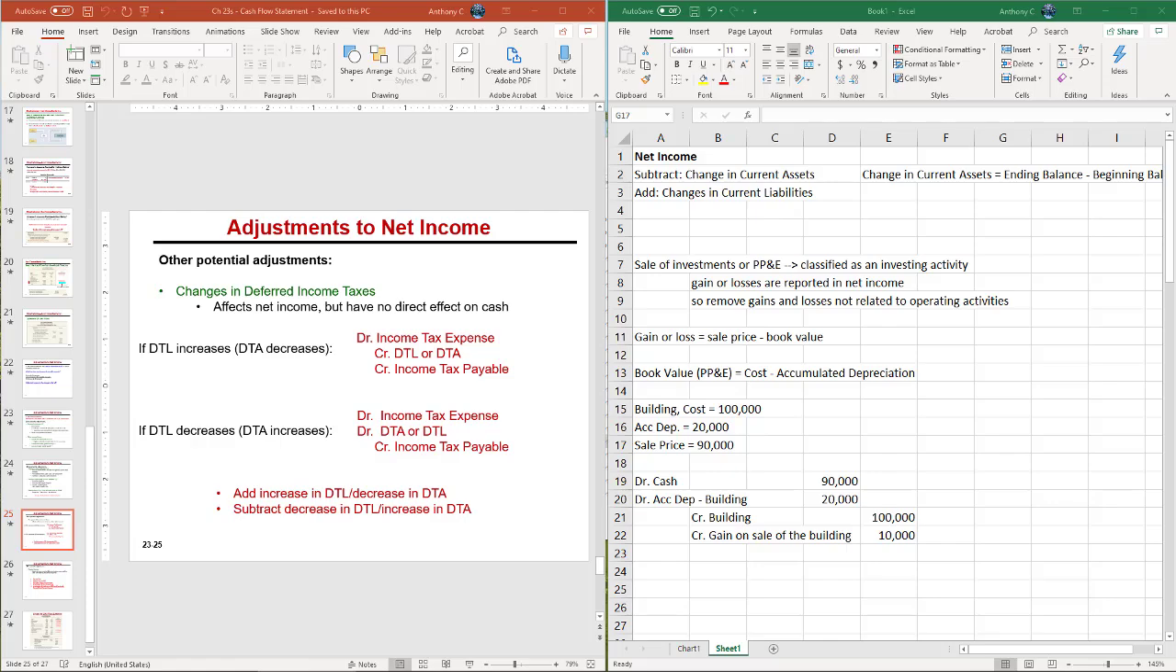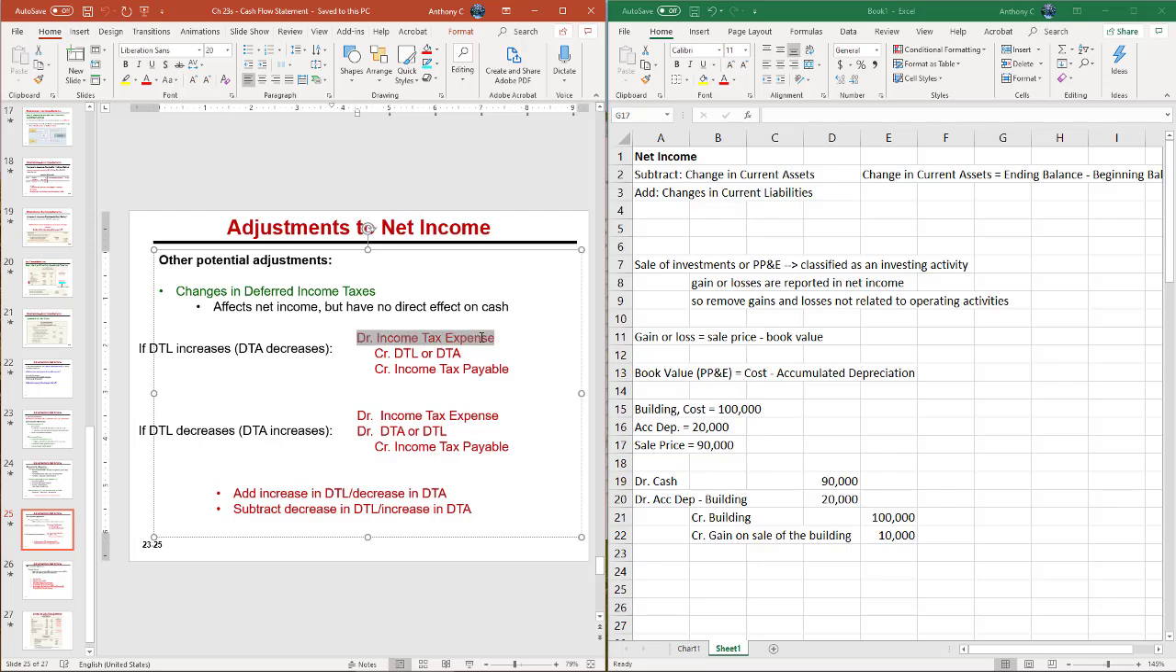So if a DTL increases, we're going to end up adding back that increase, because if we look at this journal entry here, an increase in a DTL is going to end up increasing our income tax expense, but since the DTL reflects cash to be paid in the future, this increase to the income tax expense will not be paid in cash in the current period. Similarly, if we have a decrease in a DTL, we could think of it just like a payable. You're going to subtract out the decrease in the DTL.